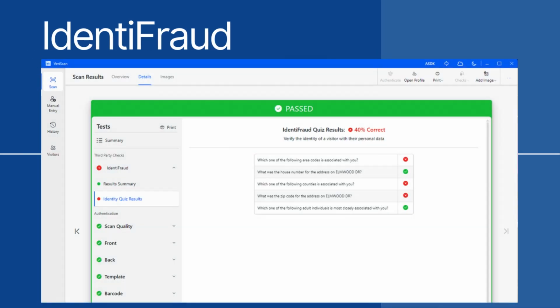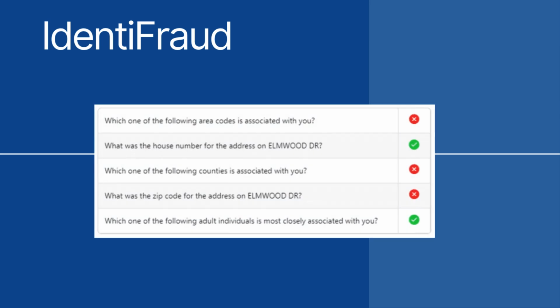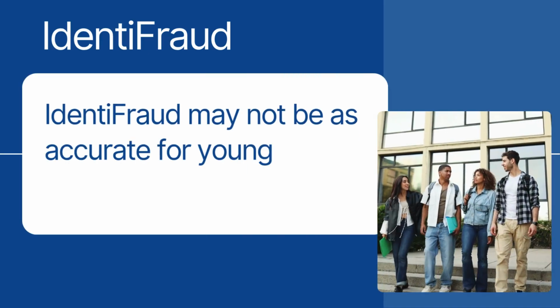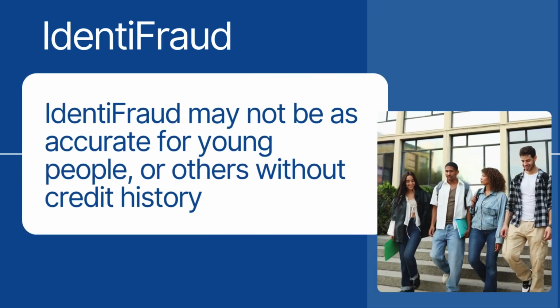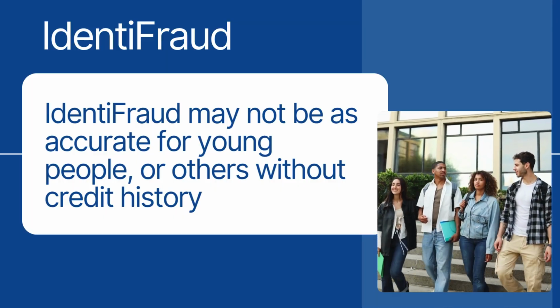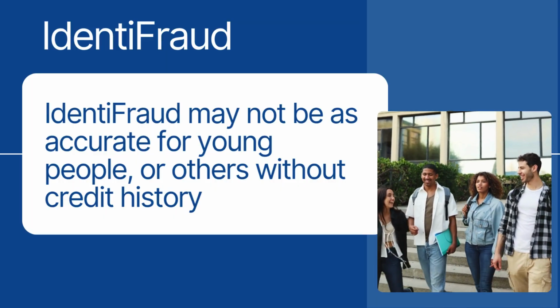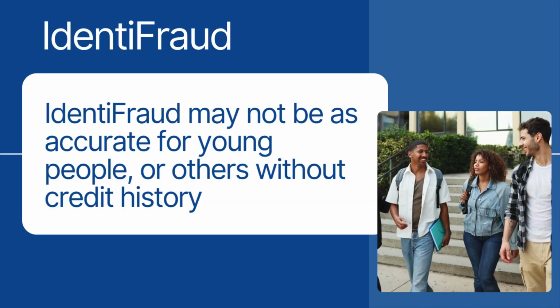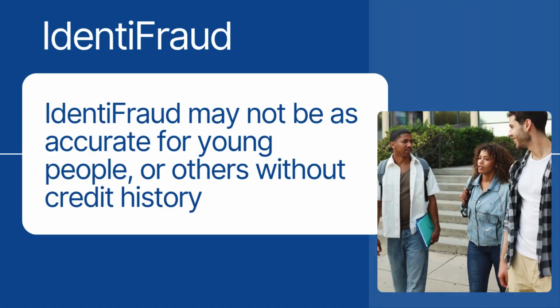Because Identifraud queries as many as a dozen sources, Identifraud checks are the only check which can be used to generate knowledge-based authentication, or KBA questions, which are a common guardrail against identity theft. The primary limitation of Identifraud is that data is limited by the history of the individual. Because young people may have a limited credit or utility history, Identifraud is not recommended for age verification.